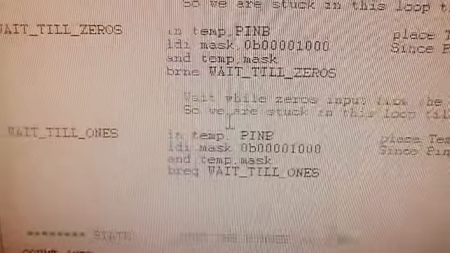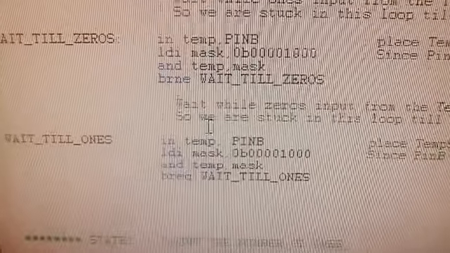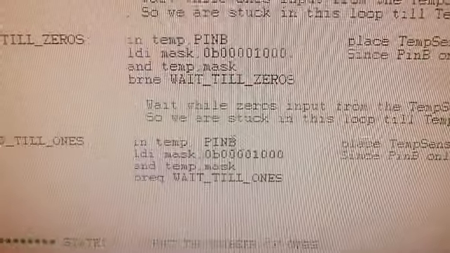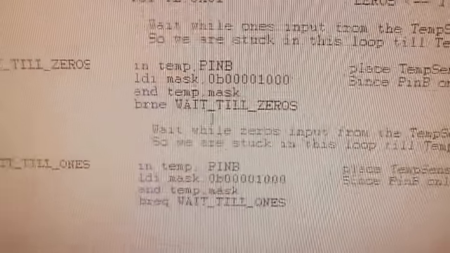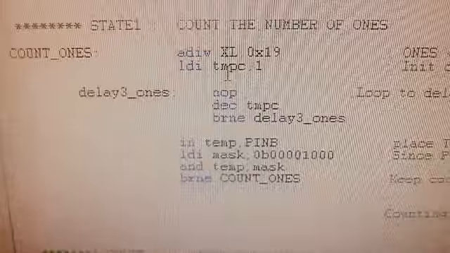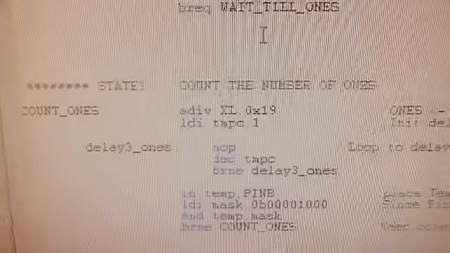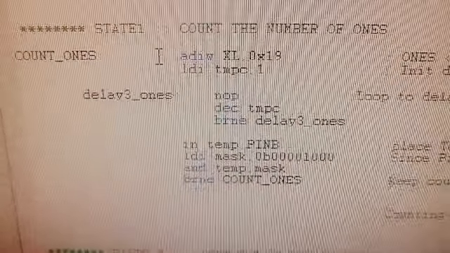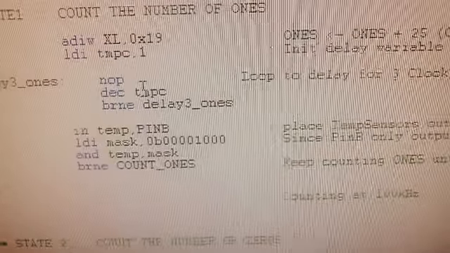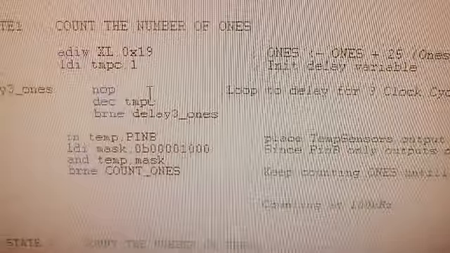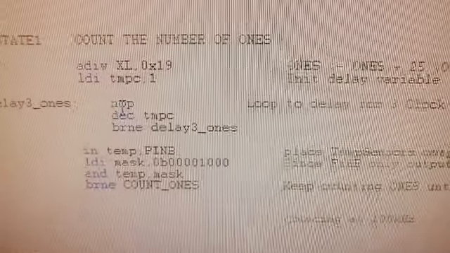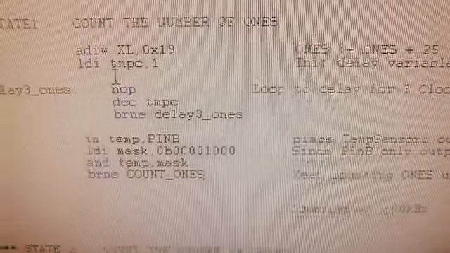And same thing, we wait till the ones, and we're just counting them. At this time, we're putting it into temp. And then we go into state 1, where we count what we've put into temp, and basically we count the ones. Here we do that by looping to delay for 3 clock cycles. So we do this, and actually we're counting at 100 kilohertz.